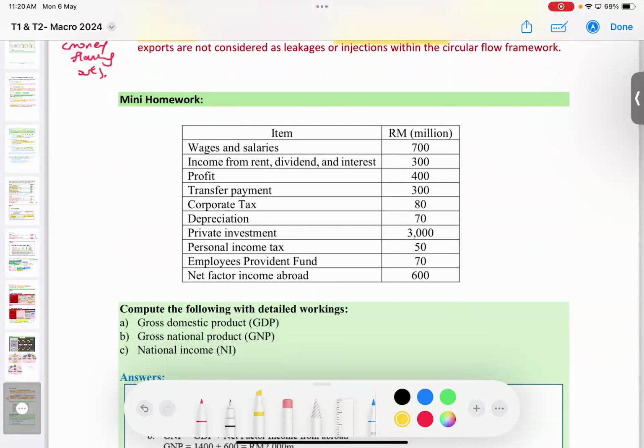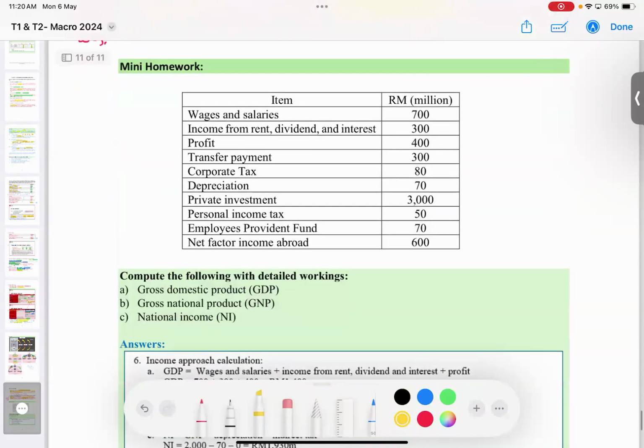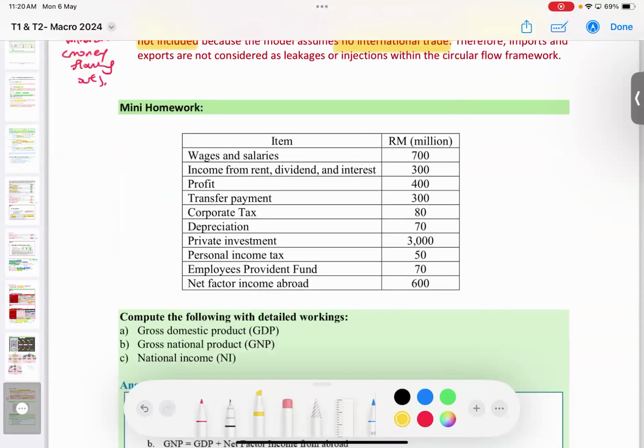Try it out. When you revise, try this question out by yourself before you look into the answers at the bottom. Do not look into the answers first. Okay, this extra question.